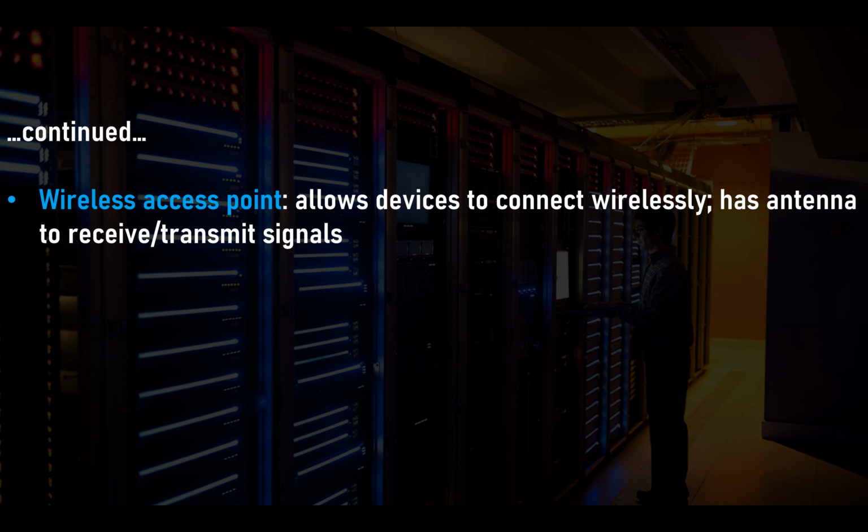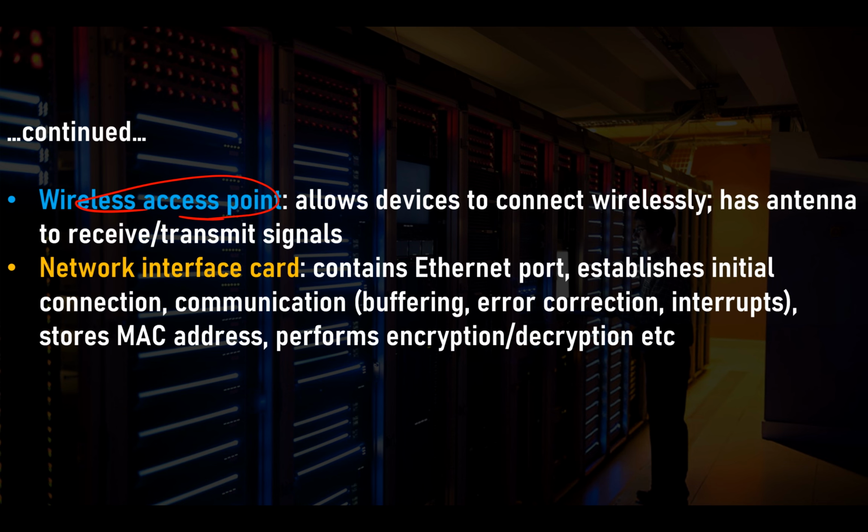So a wireless access point, that's going to allow devices to connect wirelessly, and it has an antenna to receive and transmit signals. And again, if this is a home router, of course, that's going to have a wireless access point built in.